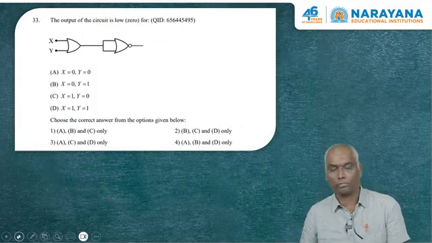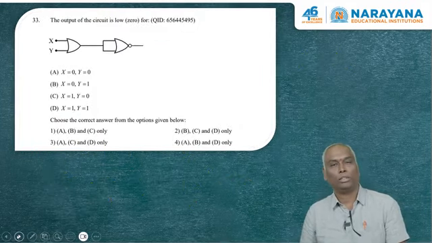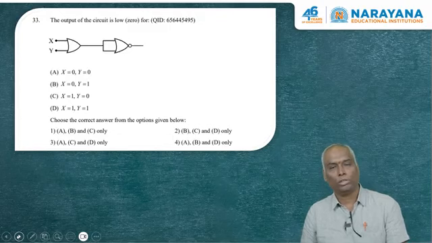Next. Question number 33. The output of the circuit is low for... So here they have given a circuit involving logic gates.